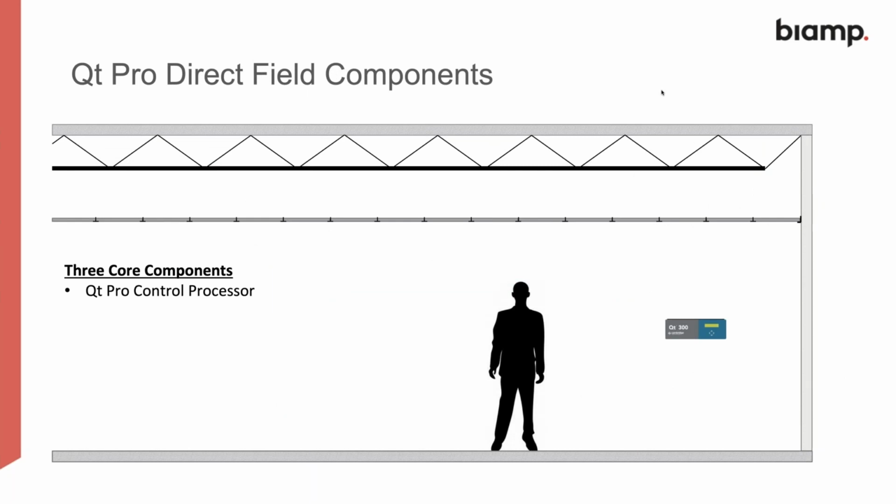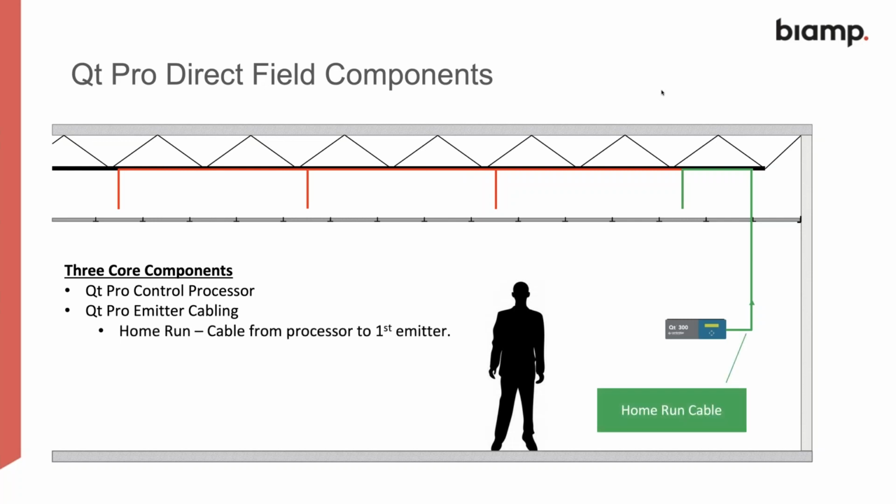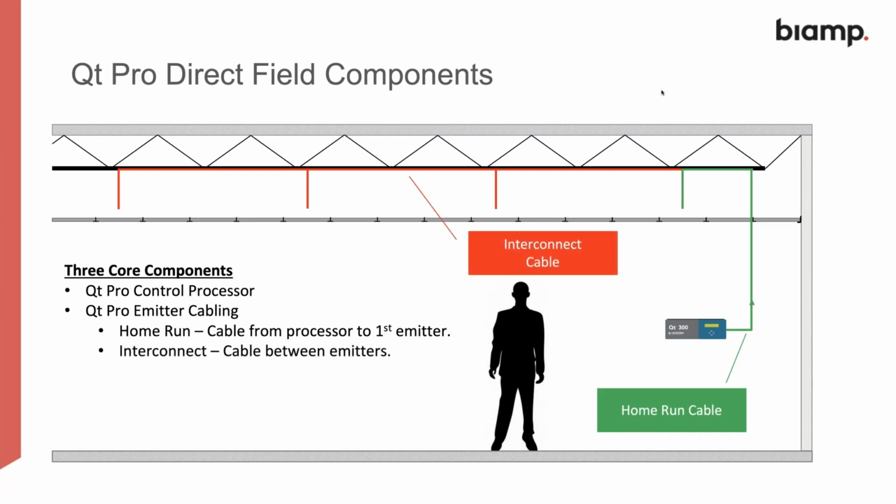So in a system, you have the controller itself, which in this case is the QT300. That is connected via the Cat5 cables to the emitters directly, which are mounted within the ceiling space. You then have a home run cable which comes all the way back. So the home run cable actually is from the processor to the first emitter. There are then interconnect cables between the emitters. So these are literally loop through on Cat5 cables.